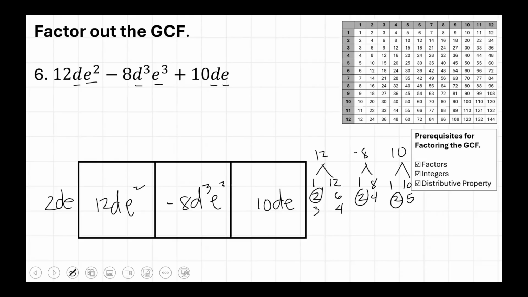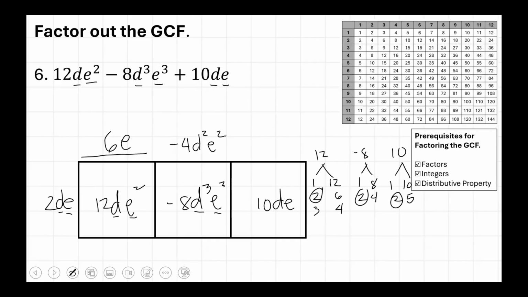Now that we have our GCF, we can complete our dimensions. Here we have 2 times 6, and we have 1d. So we will not be needing a d here. But to complete the e squared, we need to add 1 more e. And here we have negative 8 and 2. So we will multiply negative 4 here. And to complete the d cubed, we need to add 2 d's or d squared. And for the e cubed, we need to add e squared.